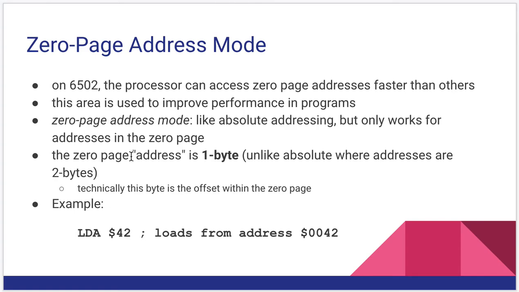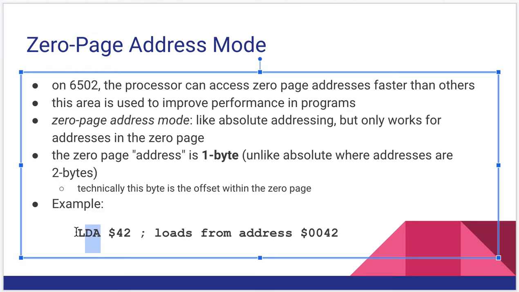So when we talk about the zero page address mode, we have an instruction like LDA, and the address after it is a single byte. That single byte is assumed to be the offset within the zero page. So when the computer executes a zero page address mode instruction, it automatically puts 00 in front of the address, to make it the full 16-bit address: 00 plus whatever is here.